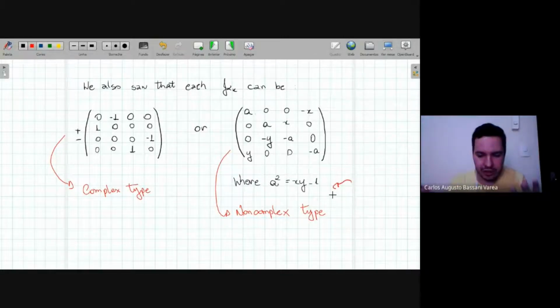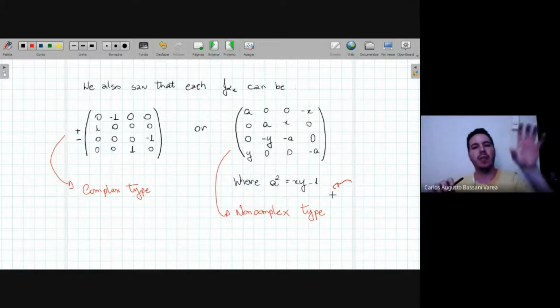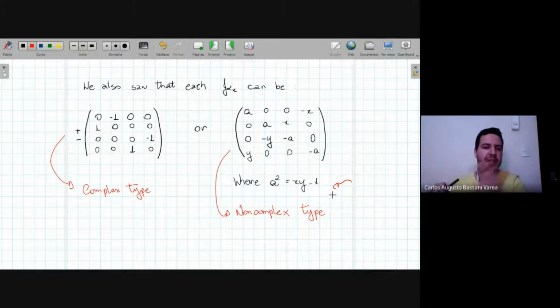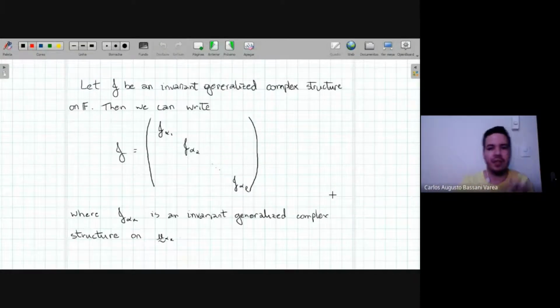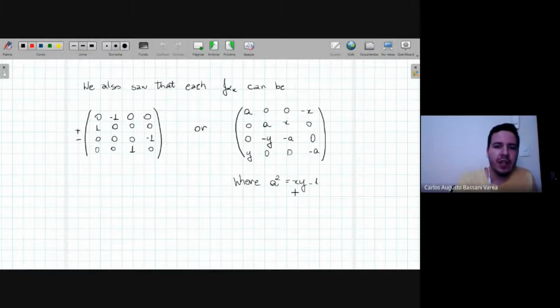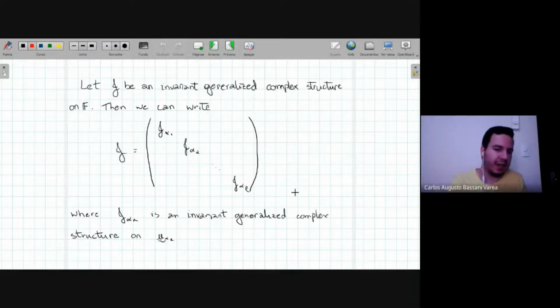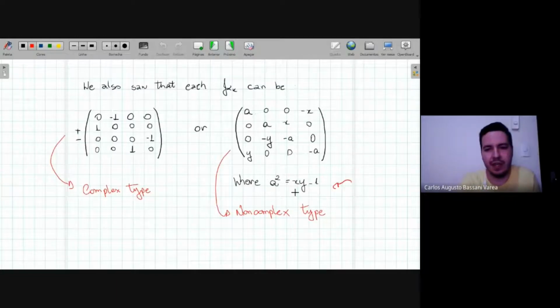So to construct these invariant almost complex structures on a flag manifold, we basically combine these two types in the diagonal, like here. We can put complex type, non-complex type, and so on, as many blocks as positive roots in the algebra. But when we have the integrability conditions, we get something more rigid. So we don't have this freedom to combine any type in the diagonal. So let's see how it works here.